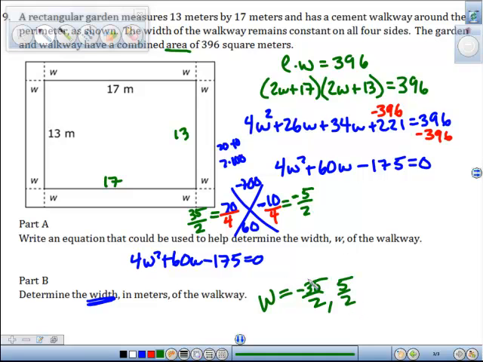Now remember what I said about negative solutions? We can't have a negative distance, so this one I could throw out, and this one is our solution. So we know that the width of the walkway is 5 over 2, which is equivalent to 2.5 feet. Wait, is it feet? No, square meters. So meters. All right, bam.